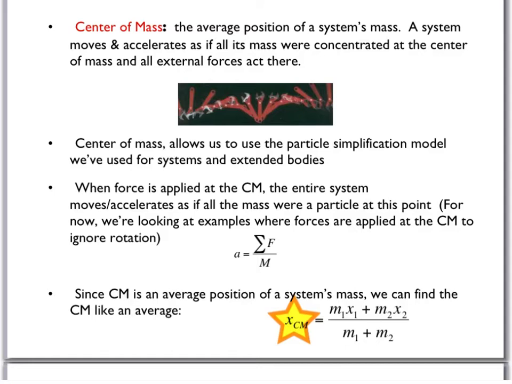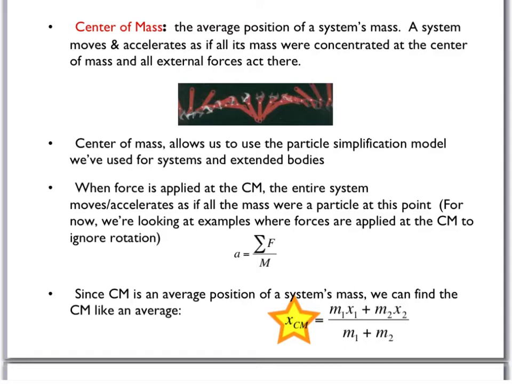The center of mass is really just an average. If we take the average position of a system's mass, a system will move and accelerate as if all of its mass were centered at this average, or at this center of mass. And when we look at an object and the way that it moves, it may behave as if all of these external forces are basically acting relative to this center of mass.